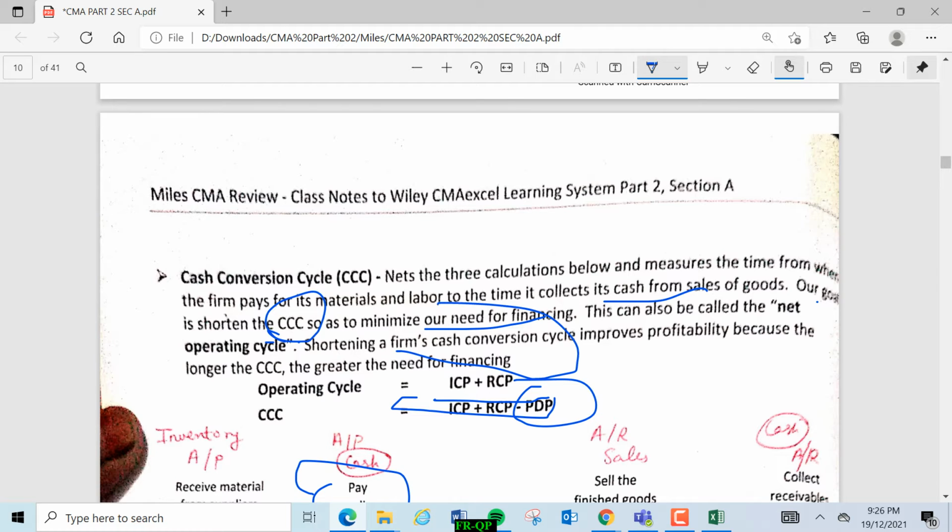Shortening the firm's cash conversion cycle improves the profitability, because the moment you start selling the goods more frequently, more easily, more fast, your profitability will also improve. In that case, if you need a longer cash cycle, maybe you need to take more funds from the bank and there would be some financing charges. So three things conclude from here.